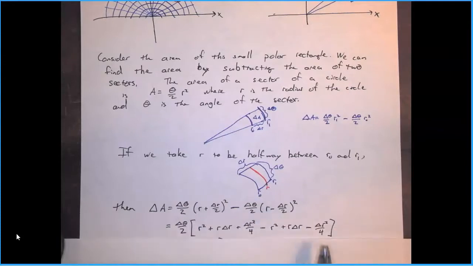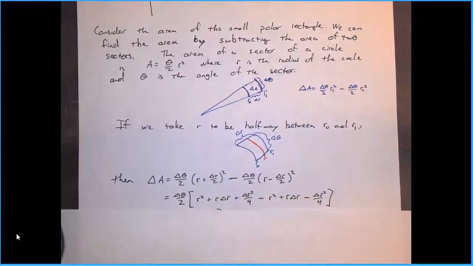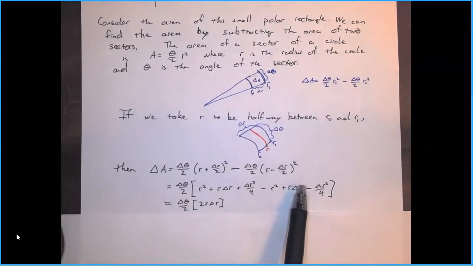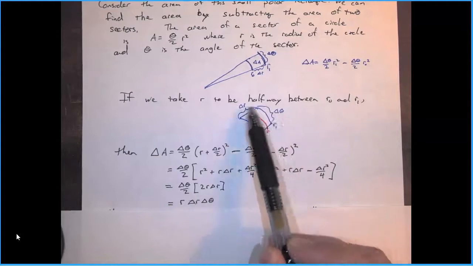So now I just have to do some algebra, square these things. I can factor out the delta theta over 2. And once I square both of these terms, this is what I get, and I start canceling things. This r squared cancels with this minus r squared. This delta r squared over 4 cancels with this minus delta r squared over 4. And I'm left with r delta r plus r delta r to give me 2r delta r, and I can cancel out the 2.